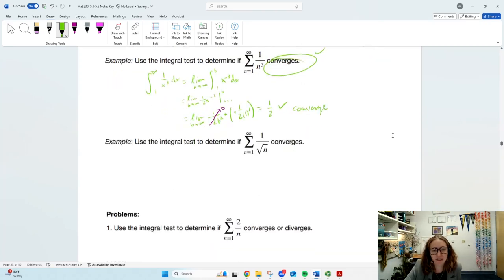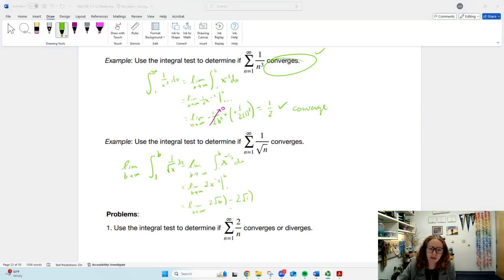I want to take a look at this next example here. So use the integral test to determine if this whole problem converges. I'm going to take my integral of 1 over square root of x, because this is not a sequence anymore, from 1 to, normally this would be infinity, but I'm going to write it as b and then take my limit as b approaches infinity. Let's go ahead and follow this through. If I follow all that through, I end up getting the limit as b approaches infinity of 2 times the square root of b, and that's just going to keep getting bigger and bigger. So that approaches infinity, which means that this diverges, and so my series is also going to diverge as well.